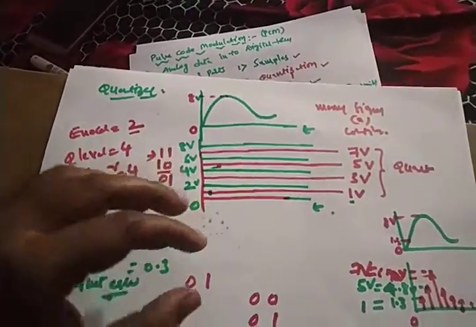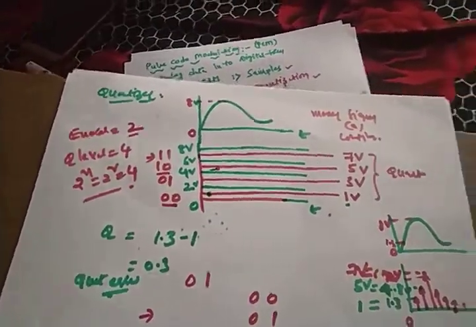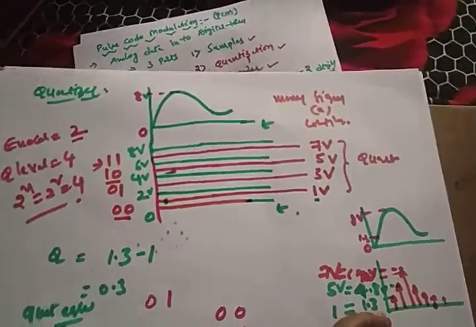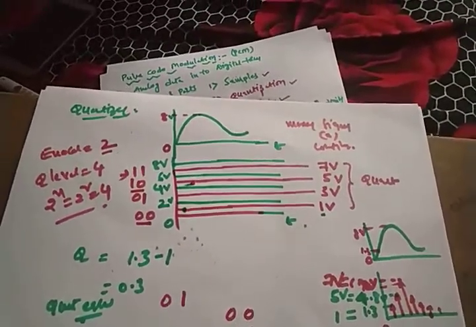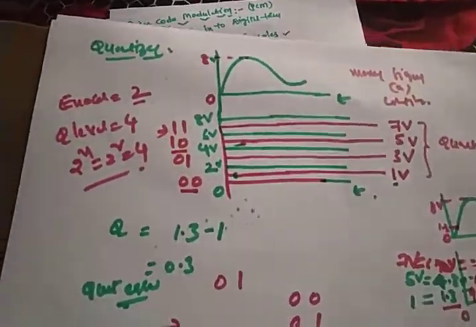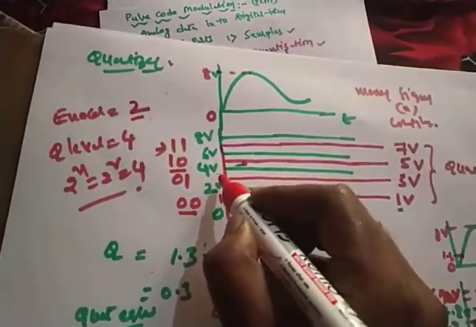Now what is quantization? It gives a fixed magnitude value for samples. Here the samples have different magnitudes: 1.3, 4.8, 6.9. For these, the quantization will give fixed magnitude values. Suppose for 1.3, what is the quantization level? 1. For 4.8, what is the quantization level?